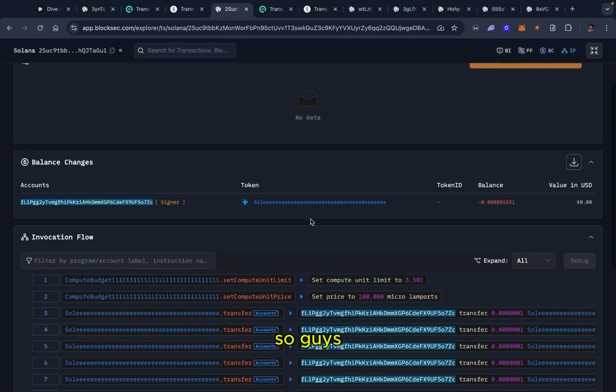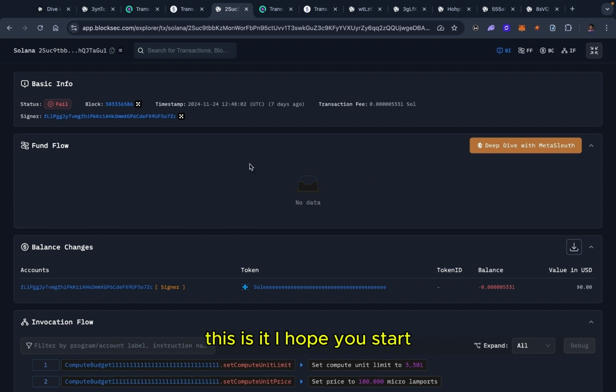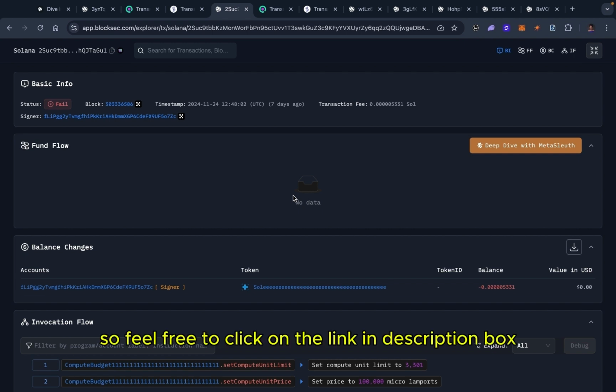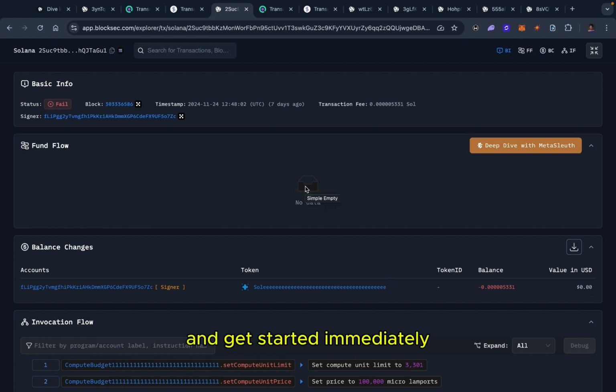Yeah. So guys, this is it. I hope you start using the Phalcon Explorer right away to visualize and analyze your transactions, to gain deeper insights about the inner workings of your transactions. Remember, this is suitable for traders, security researchers, and for developers. So feel free to click on the link in the description box and get started immediately.